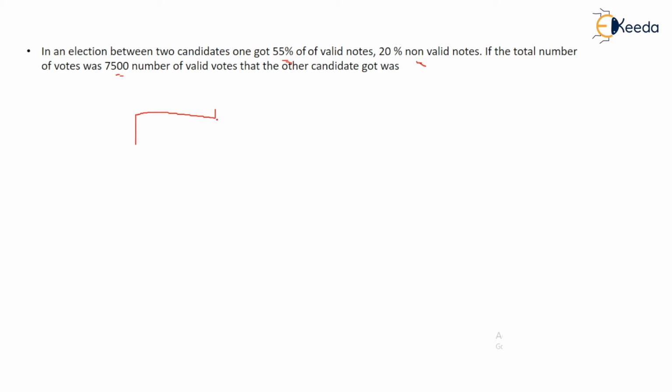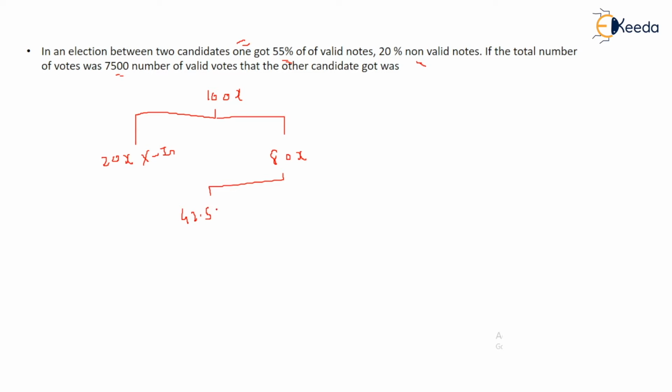This is the election. In this election, 100x is the total votes. Out of those 100x, 20%, that is 20x votes, are found to be invalid. So how much is remaining? 80x is remaining. Out of those 80x, the person who won got 55%. So what is 55% of 80? This comes out to be 44.